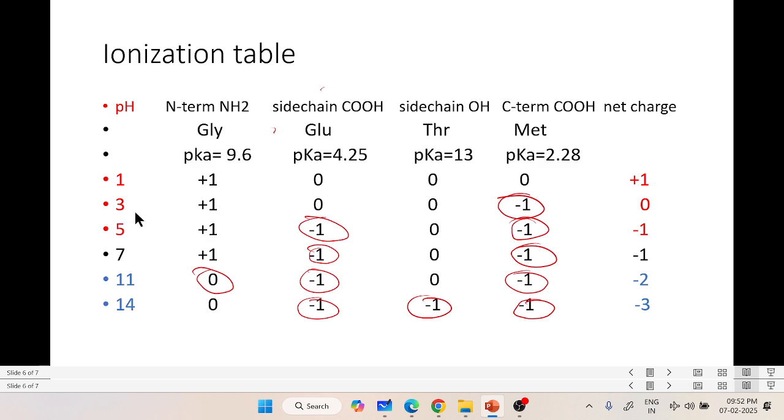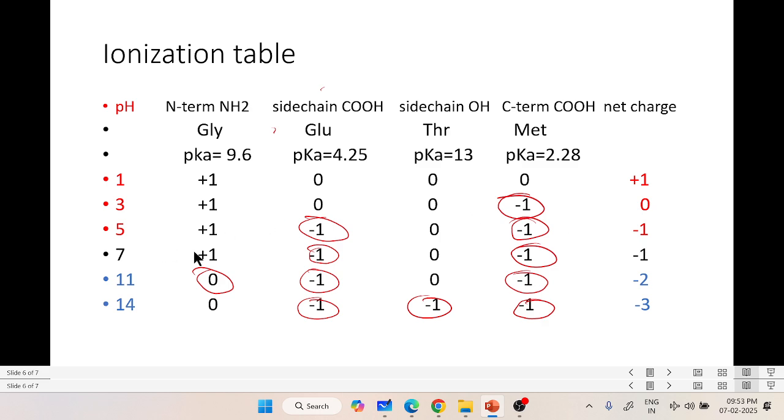Now what happens at pH 3? The pH becomes greater than the pK value of the terminal methionine carboxyl group. So it gets deprotonated and gets a charge of -1, and the other groups remain the same, and the total charge of the pentapeptide becomes 0. At pH 5, what happens? Compared to pH 3, the glutamate side chain COOH also gets deprotonated, because now the pH has gone above 4.25. That also loses the proton, gets a -1 charge, and the total charge of the pentapeptide becomes -1. From 0 it has become -1.